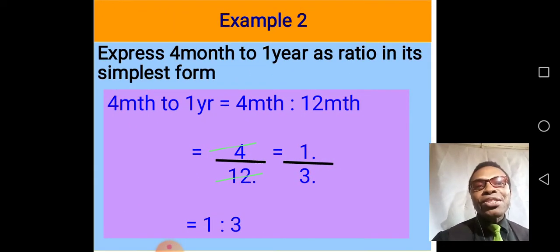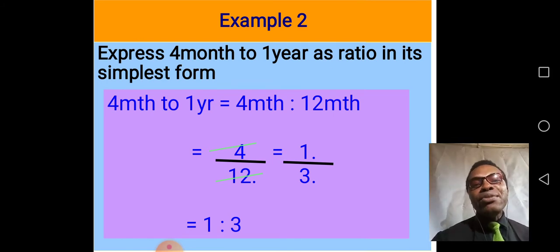Express 4 months to 1 year as ratio in its simplest form. You will notice that 1 year can be written in months. So we have 4 months to 1 year equals 4 months to 12 months. 12 months make 1 year. So if we say 2 years, it's going to be 2 times 12. That will give you 24 months. If we say 3 years, it's going to be 3 times 12, which will give you 36 months.